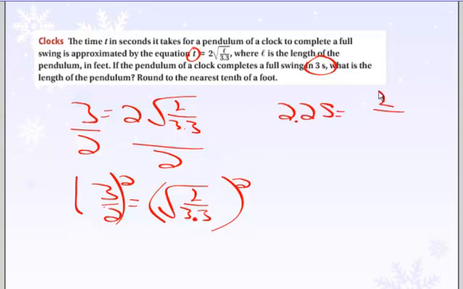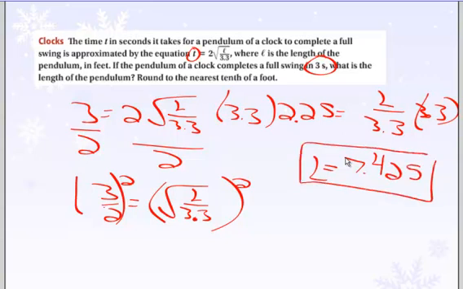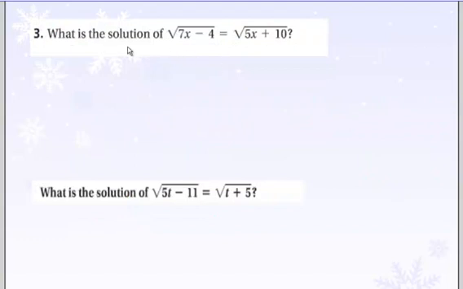So that is equal to the length divided by 3.3. So if the length is divided by 3.3, we're going to multiply by 3.3. So times 3.3. So the order in which we have to do things is the only thing that really differs here. So times 3.3. So 7.425 feet in length. Okay, so that is the length of the pendulum in the grandfather clock here. Alright, what is the solution?